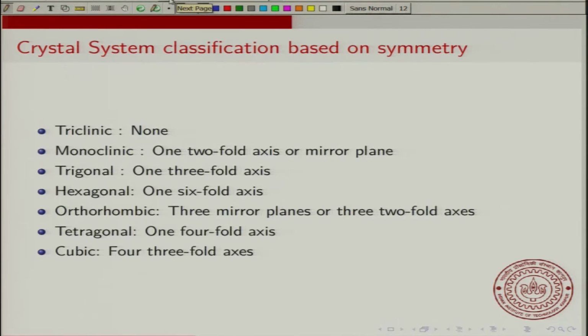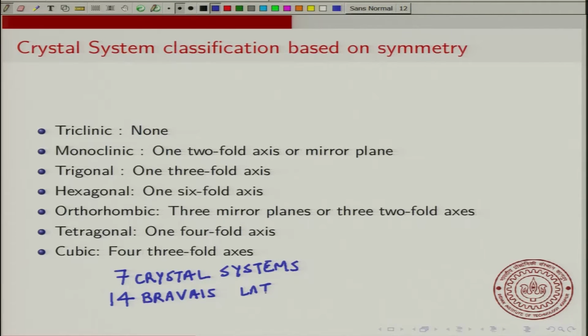Now, we have already seen the crystal system classification based on symmetry, and we had various essential symmetry requirements for the 7 crystal systems. So this gives us 7 crystal systems. Further, if you look at the various lattices that are possible in each of these systems, they are classified into 14 Bravais lattices. We can get those by looking at the unit cell for each crystal system and having it either centered or primitive. So that gives us 14 Bravais lattices.